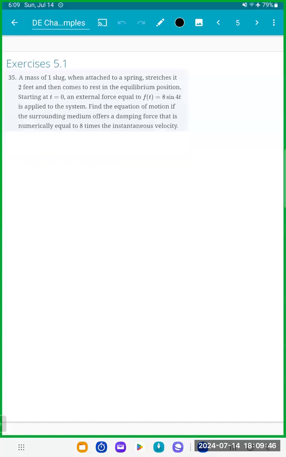Okay. Next problem, we are looking at problem number 35 in your textbook. We have a mass of one slug that, when attached to a spring, stretches it 2 feet, and then comes to rest at the equilibrium position. Starting at t equals 0, an external force equal to f of t equals 8 sine 4t is applied to the system. We want to find the equation of motion if the surrounding medium offers a damping force that is numerically equal to 8 times the instantaneous velocity.